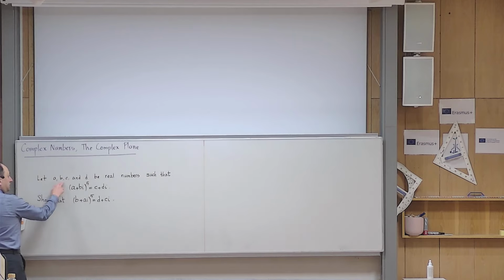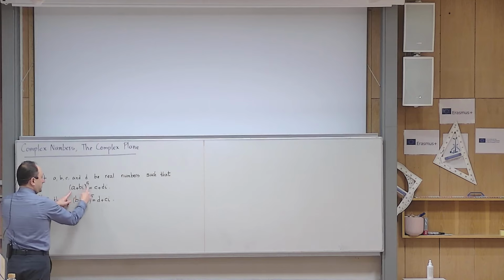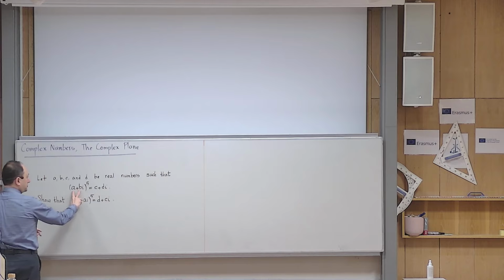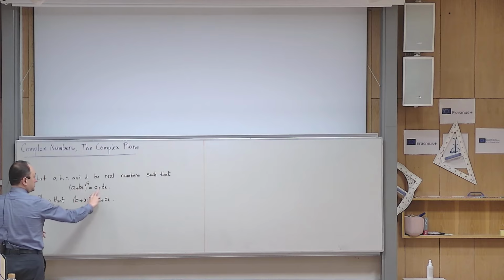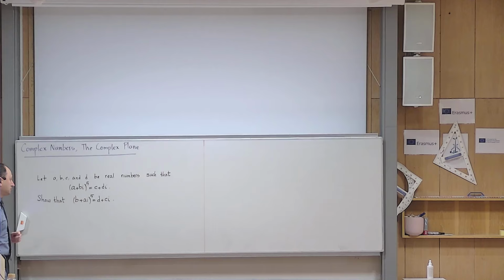Here a, b, c, and d are real numbers. We know that (a + bi)^5 is c + di. We want to show that it is possible to simply switch a and b here, and c and d here, which is not very natural to do. But for this case, this happens to be true. I will solve that later.